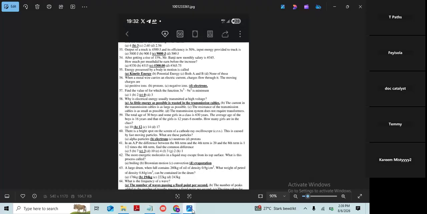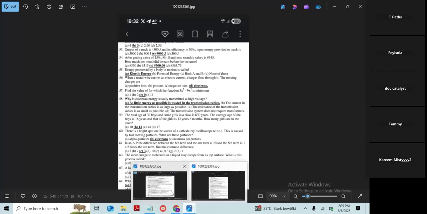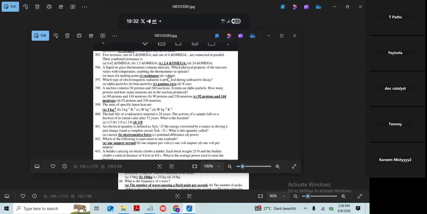Then we have 396. A liquid in glass thermometer contains mercury. Which physical property of the mercury varies with temperature? According to Charles, the volume of a fixed mass of a gas or any material varies directly with the temperature. So the answer is volume, not resistance.